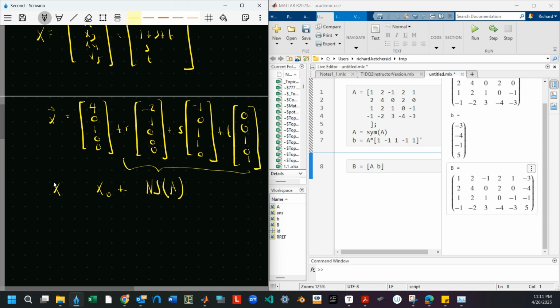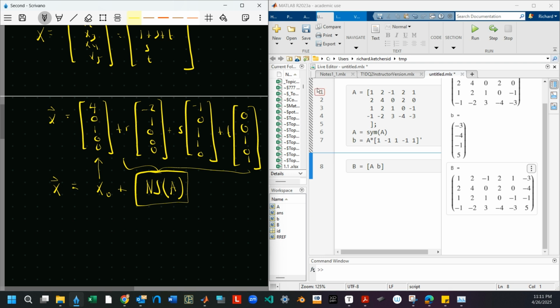So the set of all solutions will be this particular solution plus any of these infinitely many combinations of those three vectors there. It's a three-dimensional subspace of R5, right? And so this is interesting, right? This is a different solution than the one that I started with.